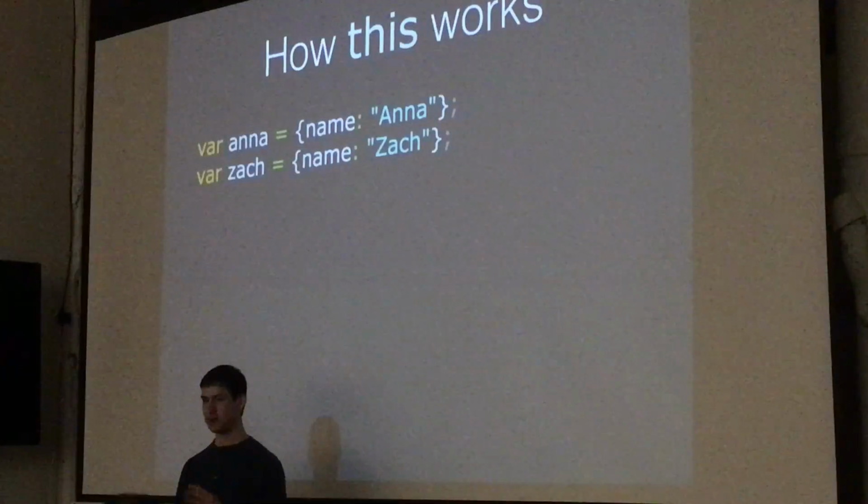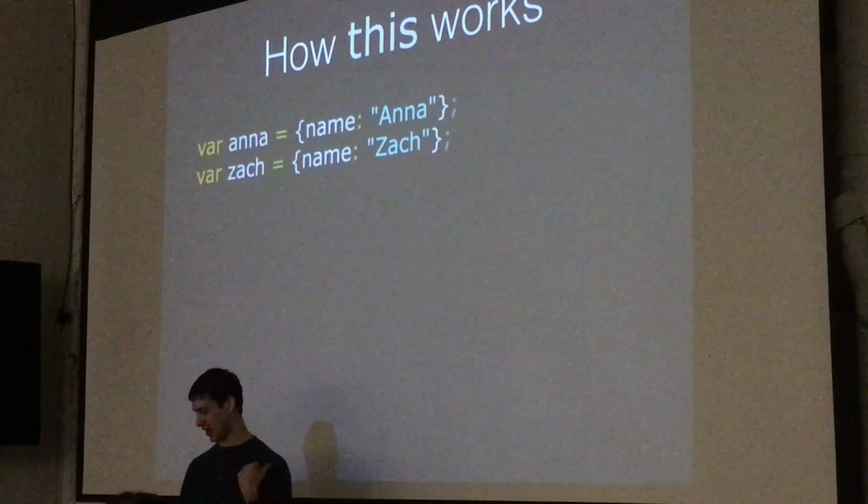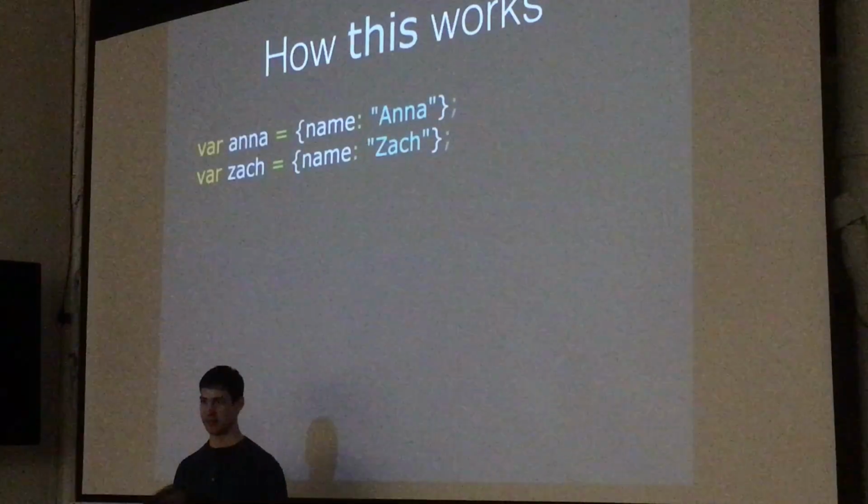First, this is going to be through code examples. So first, let's set up a cast of objects. Hannah and Zach. They have names, so they have a name property.